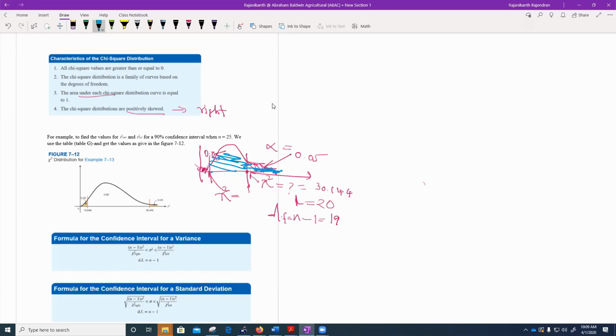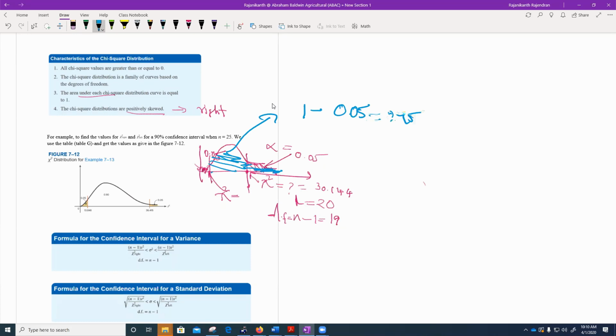Well, wouldn't it be 0.95? Very good, 0.95. Why is it? Because the total area is always 1 for the curve, but you know the left area is 0.05. Therefore, the right side area is nothing but subtracting 0.05 from 1, because the total area is 1. If you subtract, you will get the right side area, which is 0.95. Therefore, the right area is 0.95.